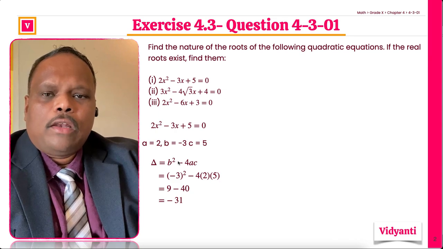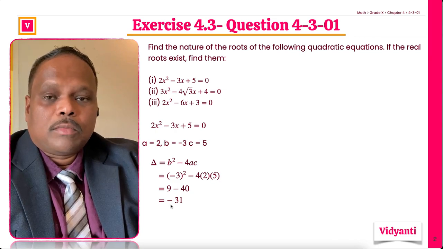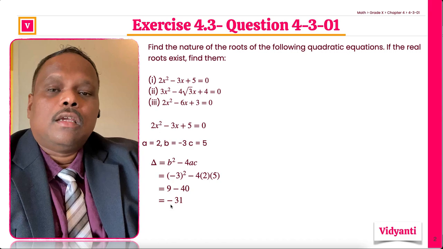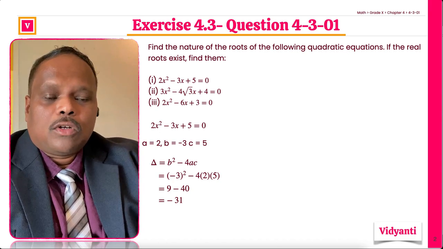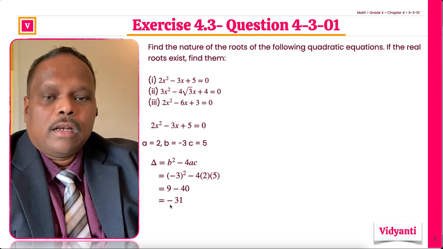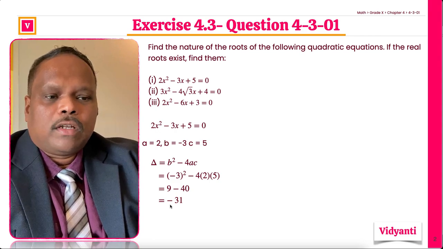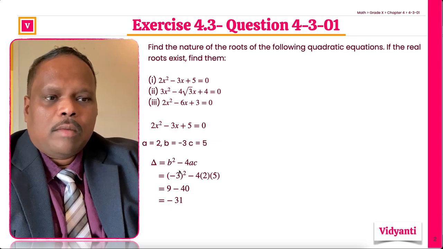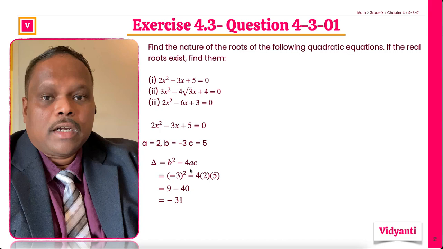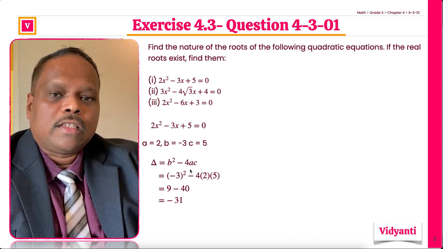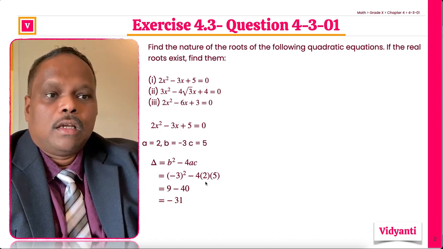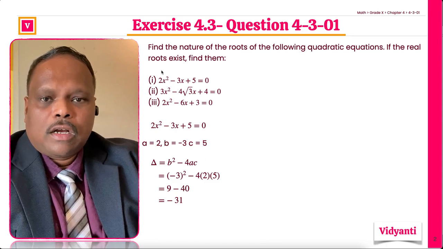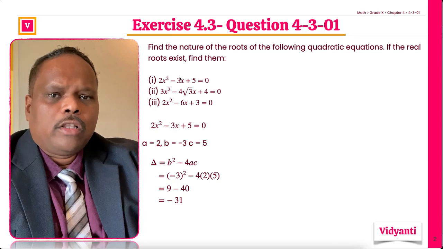Now, depending upon the value of b square minus 4ac, if it comes out negative like this one, you will get imaginary roots. If it comes out to be positive, then you'll get real and distinct roots. And if it comes out to be 0, then you'll get real but repeated or same roots. So there are three possibilities: b square minus 4ac greater than 0, equal to 0, or less than 0. Luckily, all three are covered in this particular exercise, and we will see all three possibilities.